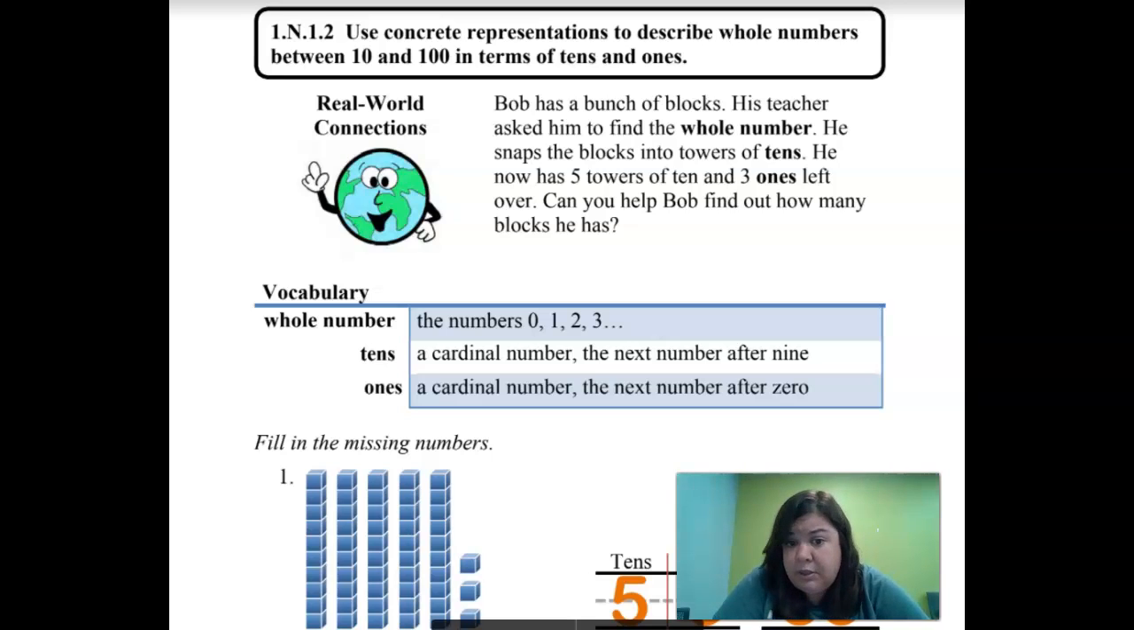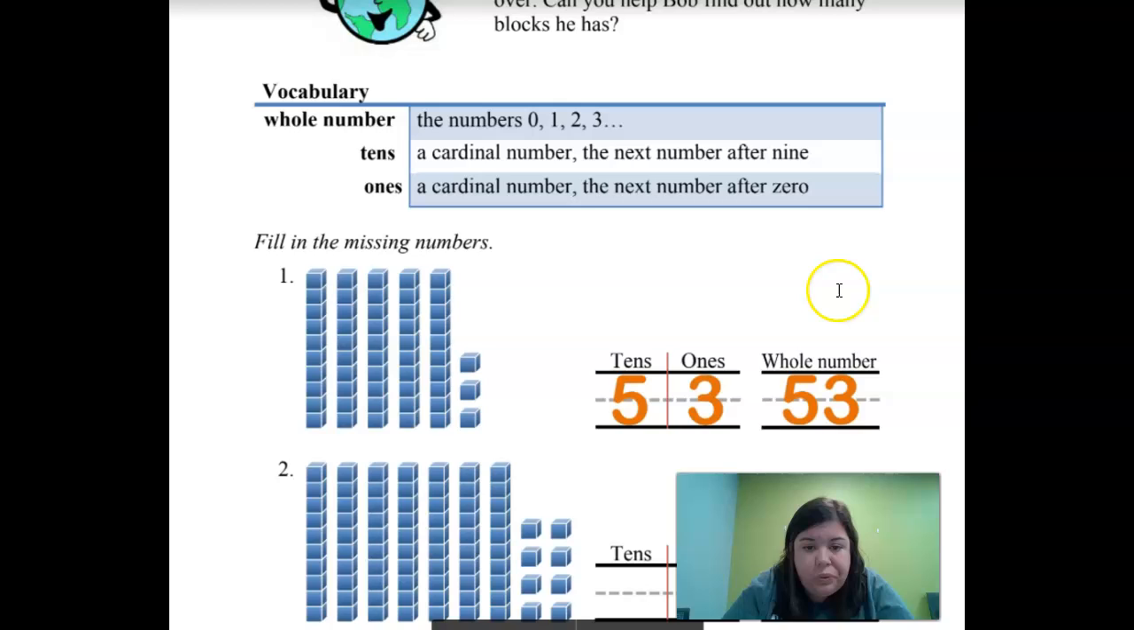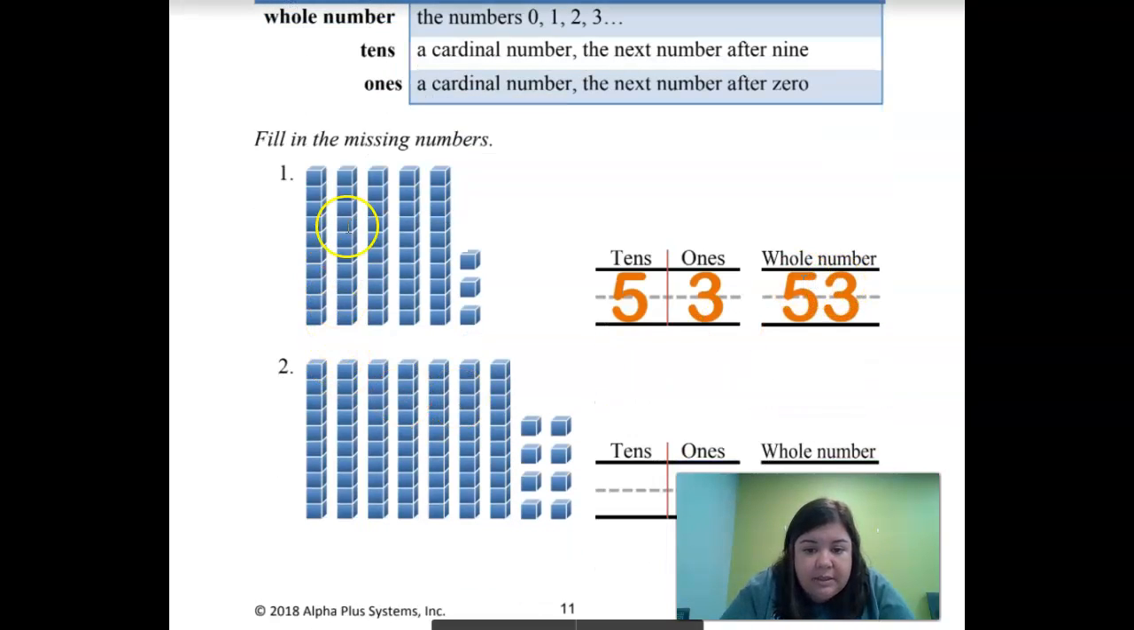So Bob has a bunch of blocks. His teacher asked him to find a whole number. He snaps his blocks into towers of tens. He now has 5 towers of tens and 3 little ones by themselves. How many blocks does he have? Well, let's look down here. So he has 5, 1, 2, 3, 4, 5.